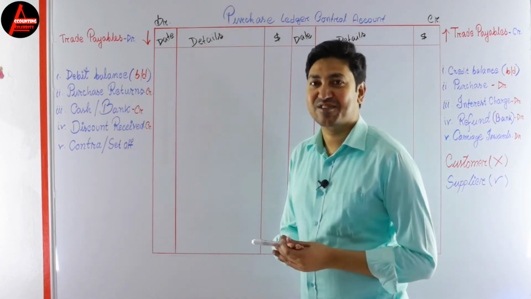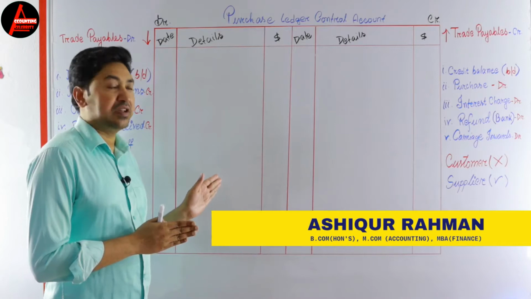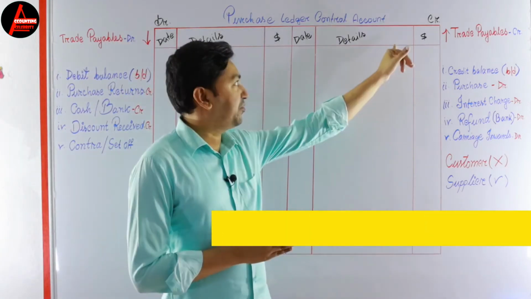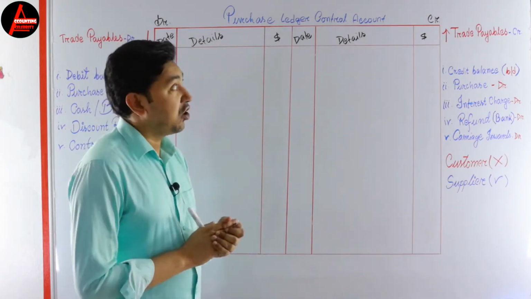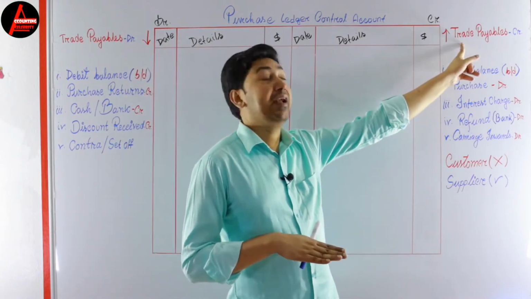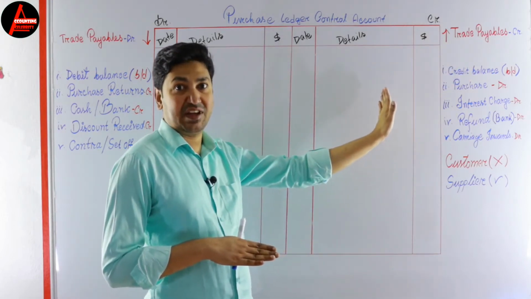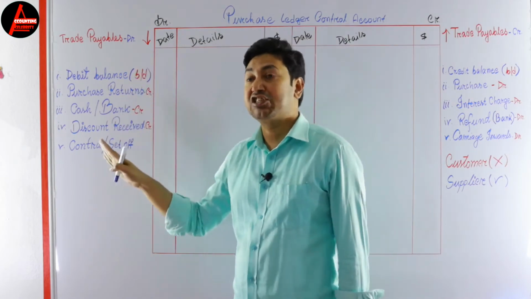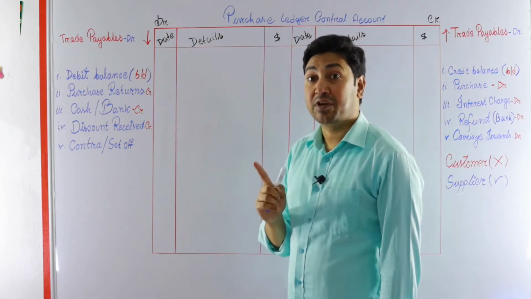So let's get started. Here we already have the table, the format for this control account. Here: date, detail, dollar. If you want to draw a folio column, it is okay. Here also you can draw, no problem. Look at here. If our trade payables are increasing by making any transaction, we have to record in the credit side. If our trade payables are decreasing by making any transaction, we have to record in the debit side. Very important tips, remember.